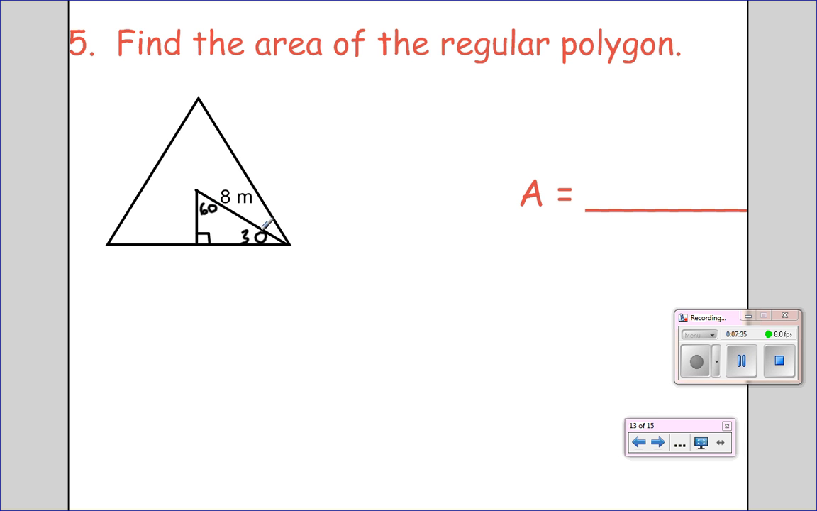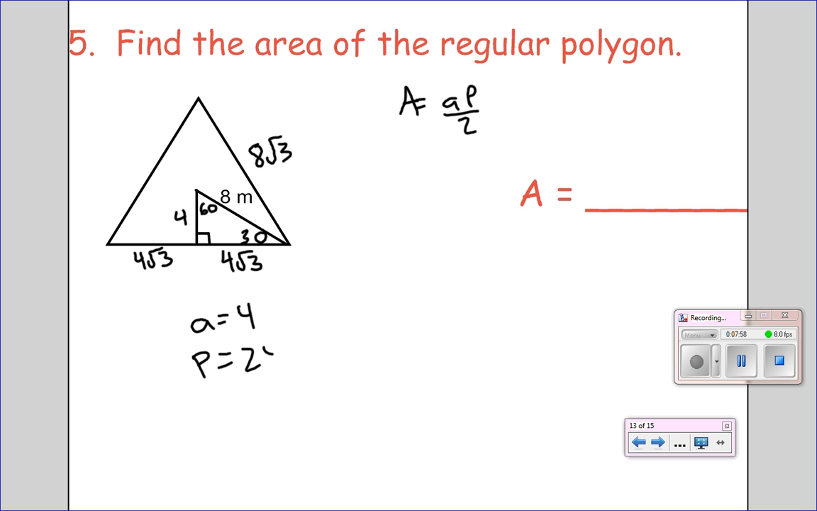I know my 90 is 8, so half of 8 is 4. And then to go from my 30 to my 60, it becomes 4 root 3. So, of course, that will be equal on both sides. So one side is 8 root 3. So AP over 2, so the apothem equals 4. The perimeter is, okay, one side's 8 root 3, so 8 times 3, because there's 3 sides, 24 root 3. So area equals 4 times 24 root 3 divided by 2. So 4 times 24 is 96 divided by 2 is 48 root 3 meters squared.